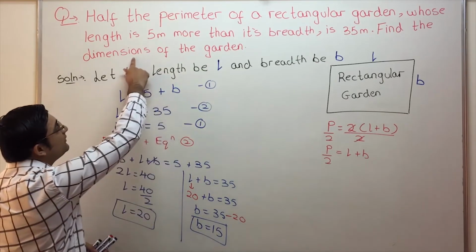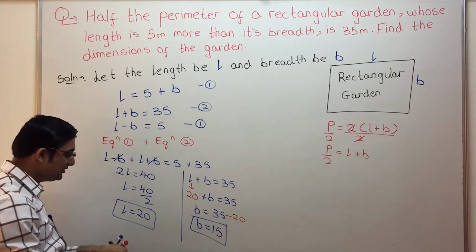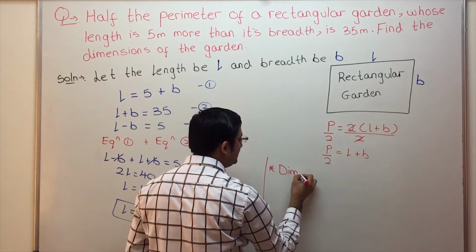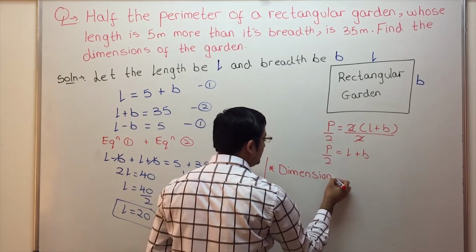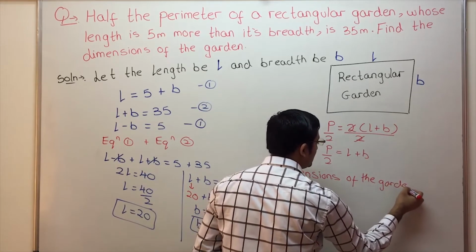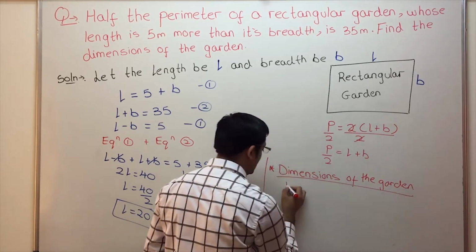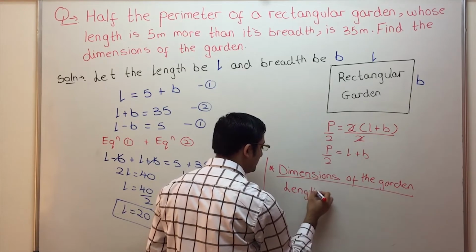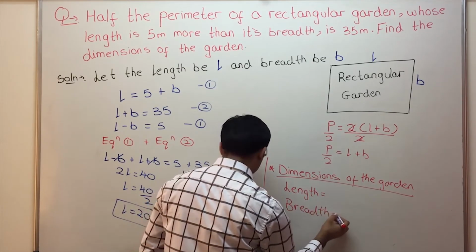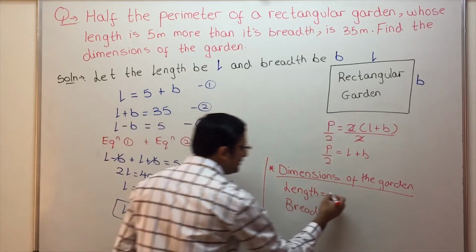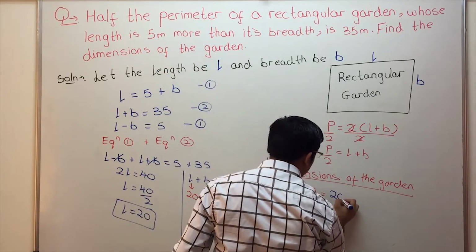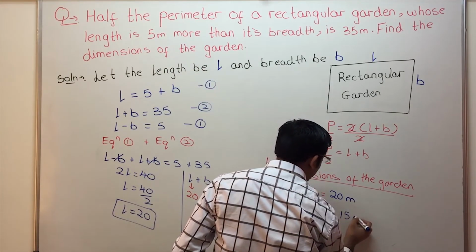So what do we have to find? We have to find the dimensions of the garden, that is length and breadth. So we'll write over here, dimensions of the garden. So length and breadth. So what is the length? It is 20. Now everything is given to us as in meters. So length is 20 meters and breadth is 15 meters.